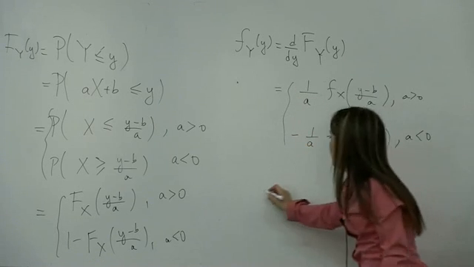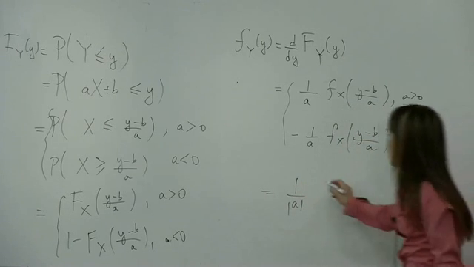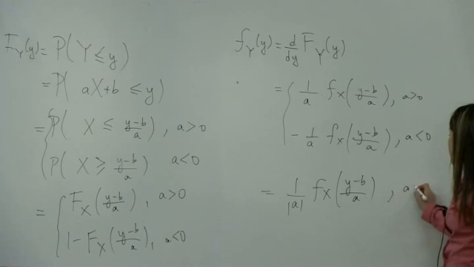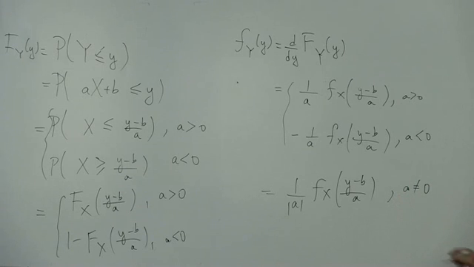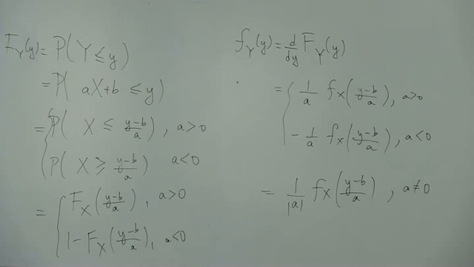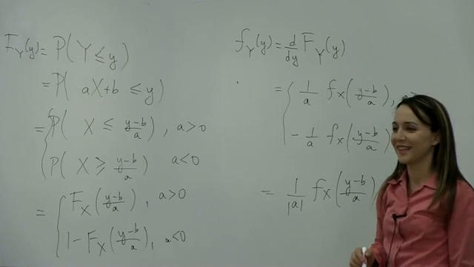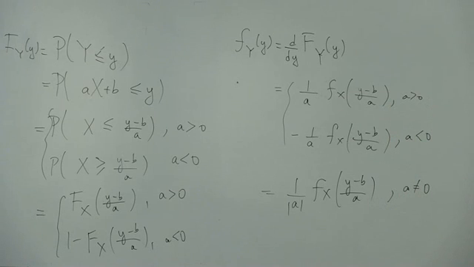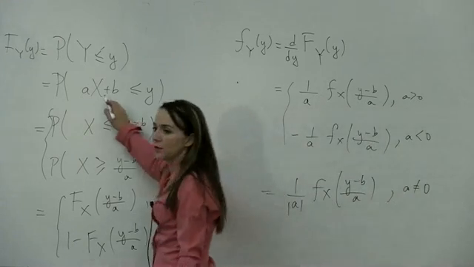Okay? So I can combine these two by using the absolute value sign as a compact expression, valid for all scalar a except 0, of course. So there you go. Now, do you see why this scaling with a is coming? So it's related to the derivative of the function linking x and y.